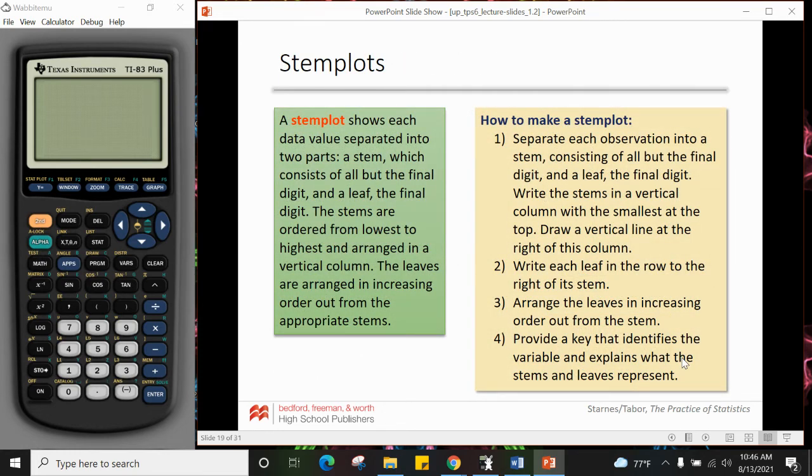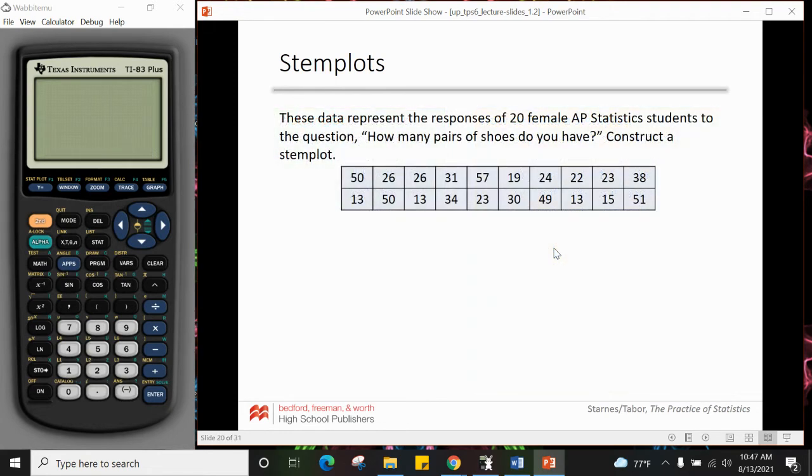All right, another graph we could use instead of a dot plot is a stem plot, or a stem and leaf plot. The stem plot shows each data value separated into two parts, a stem, which consists of all but the final digit, and a leaf, the final digit. The stems are ordered from lowest to highest and arranged in a vertical column. The leaves are arranged in increasing order out from the appropriate stems. I think just showing a diagram will be a lot easier than explaining it.